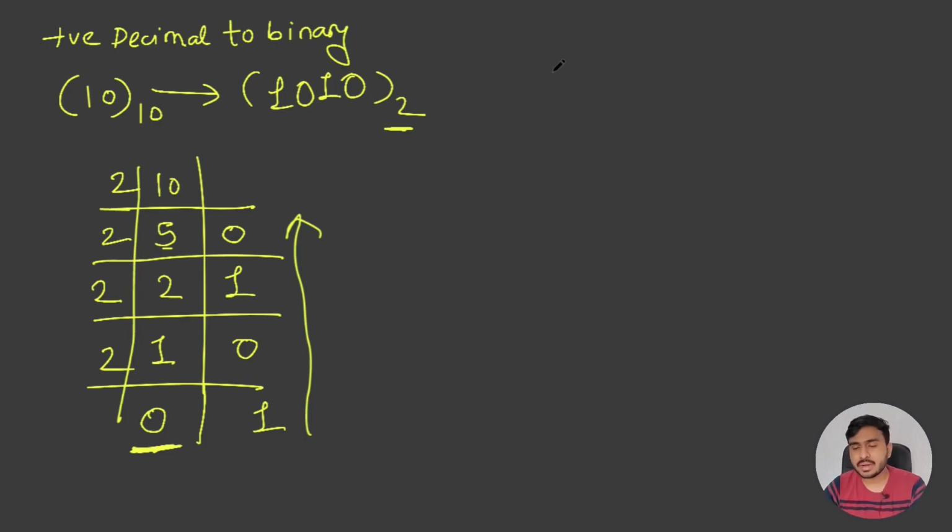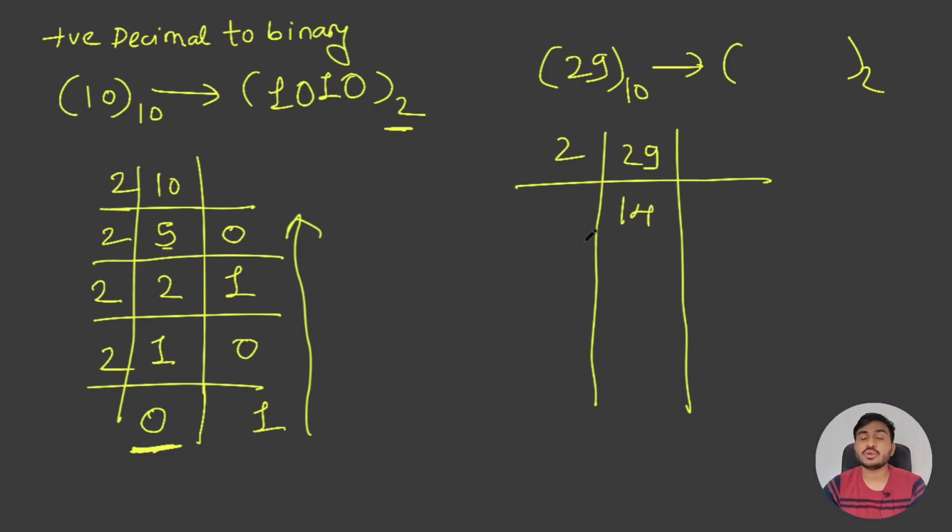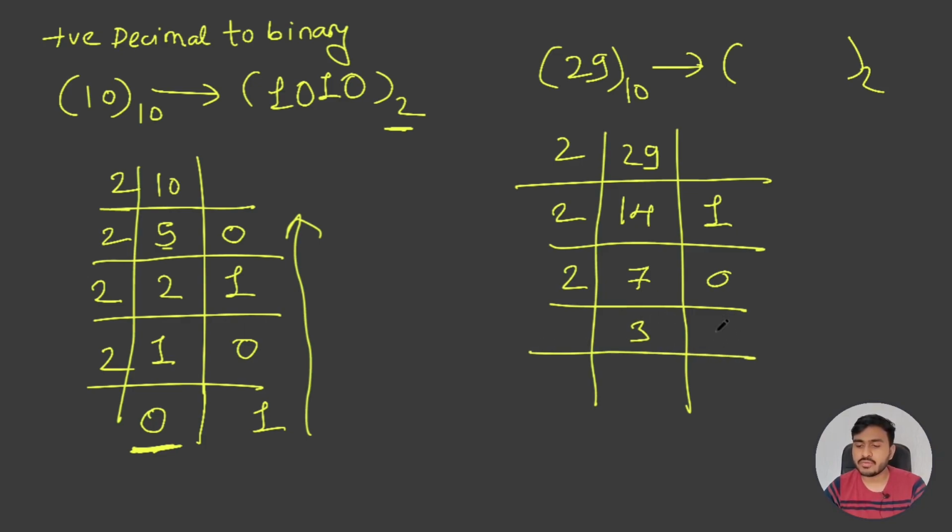Let's try a big number this time. Let's try 29, in decimal. Let's try to convert it into binary. We'll follow the same process. I'll write 29 over here and make 3 columns. Let's try dividing by 2. 29 divided by 2, the quotient is going to be 14. 14 twos are 28 and 1 will go as remainder. Then divide this 14 by 2. After dividing 14 by 2, you will get 7 as a quotient and 0 as the remainder. Divide 7 by 2. You will get 3 as a quotient and 1 as a remainder.